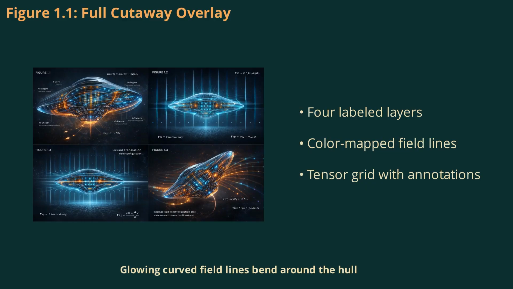Glowing curved field lines bend around the hull, color mapped from blue to red to indicate energetic potential. Vector arrows labeled -φ point forward, while a transparent tensor grid inside the core displays eigenvector arrows and magnitude annotations. Mathematical equations float near each subsystem, tying the visuals directly to the underlying physics.